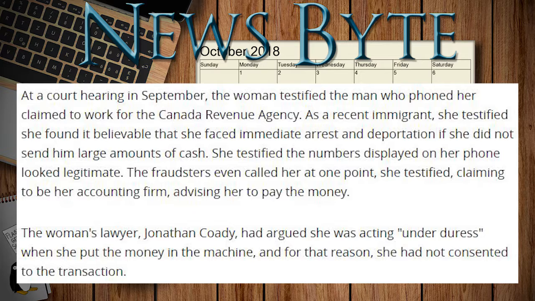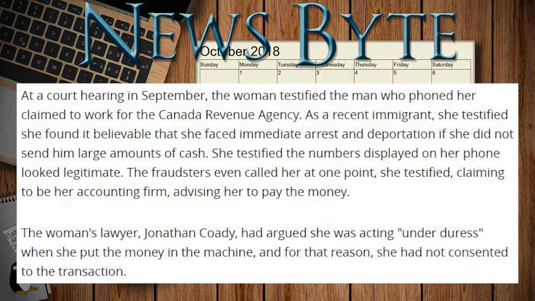Just some strange things occurring there, but all in all, the woman's lawyer argued that she was acting under duress, which essentially means she was really stressed out when she put the money in the machine, and for that reason, it was not technically consent. Paul's 2 cents, I would have to agree with the judicial ruling here.